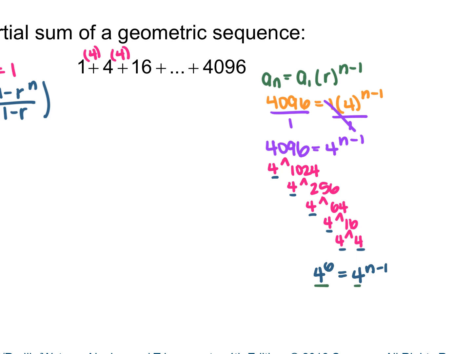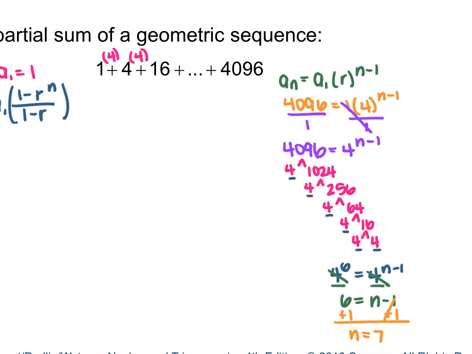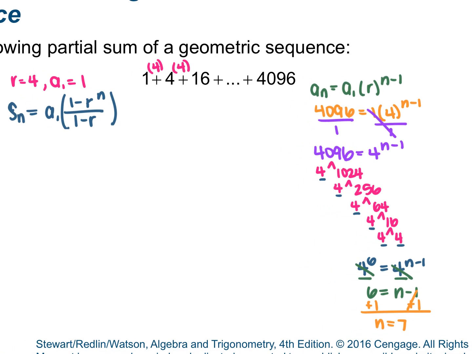Now your base is the same on both sides. So those bases are the same. They cancel each other out. And we're going to have 6 is equal to n minus 1. We want n. So we're going to move the 1 over and add it to both sides. And we get that n is equal to 7. Now that we have n, we can plug that into our partial sum formula and solve.